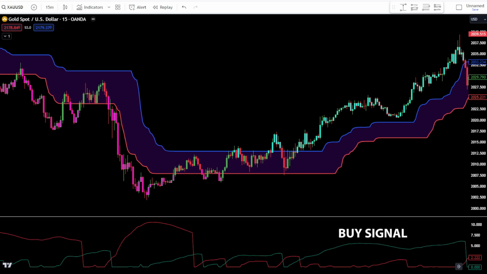If the bullish component crosses above the bearish component or if the bullish component is above the bearish component, it signals a buy entry, and you should be prepared to place a buy order. On the other hand, if the bearish component crosses above the bullish component or if the bearish component is above the bullish component, it signals a sell entry, and you should be prepared to place a sell order.